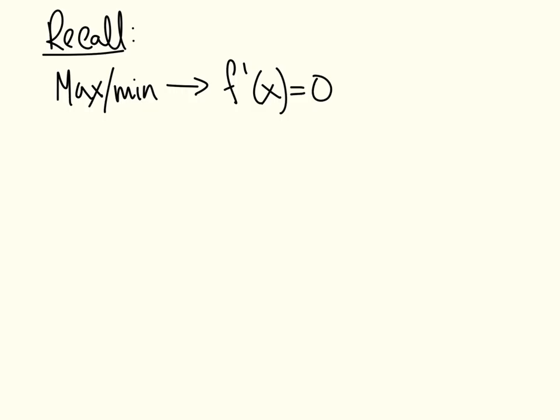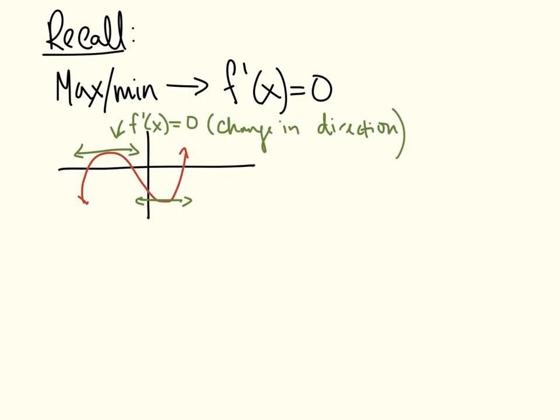When we have a max or a min, we know that the derivative is 0. And why is the derivative of a function 0 at a max or a min? Because the slope of the tangent would be 0 at that point, and this just means that the function is changing direction.